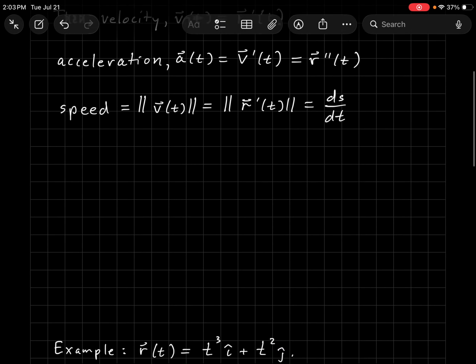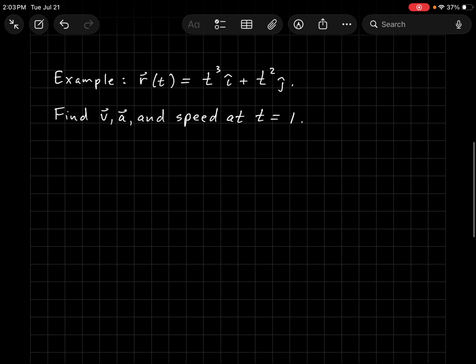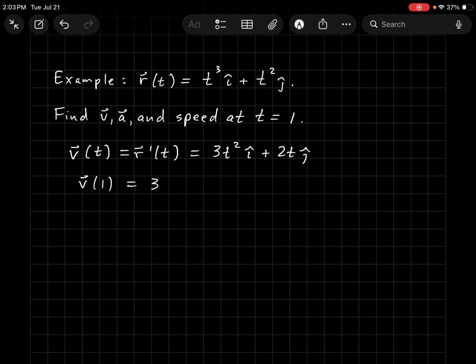Let's do a couple of simple examples, starting with this one. Consider r of t equals t cubed i plus t squared j. Let's find the velocity, acceleration, and speed at t equals 1. Start by finding our velocity. So we're going to find the velocity at t, which is r prime of t. Right, always take the derivative first, then plug in. That's going to give us 3t squared i plus 2tj. There's our velocity. So the velocity at 1 is going to be 3i plus 2j.